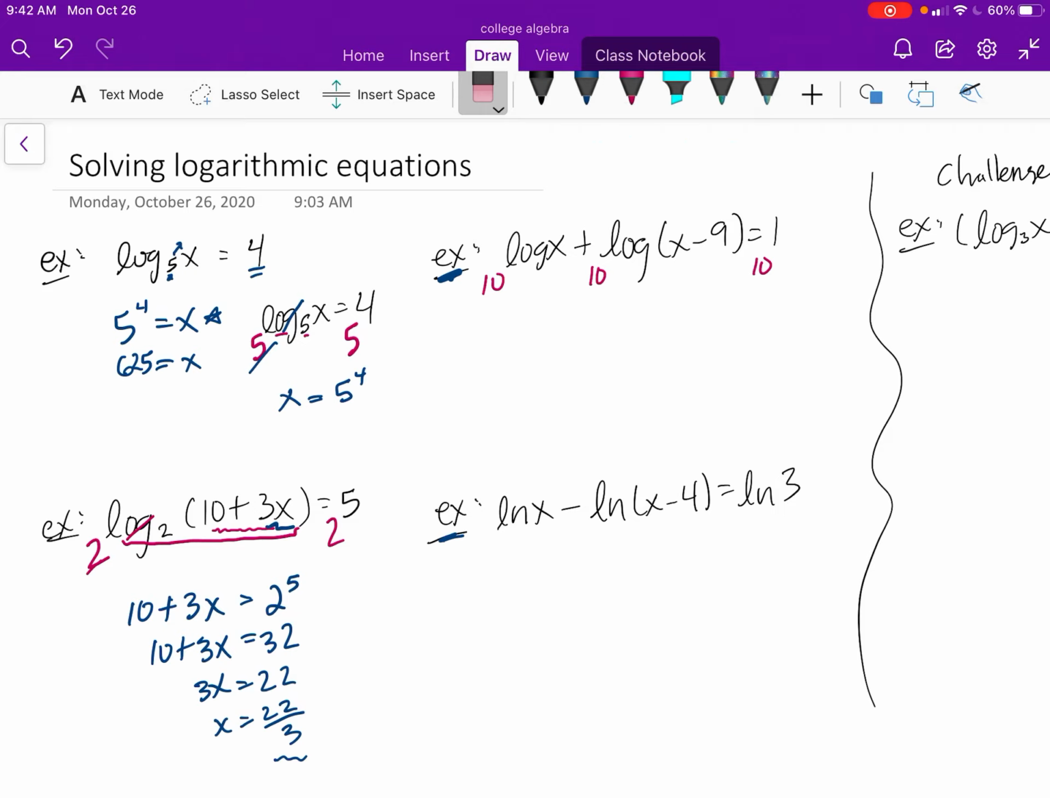You cannot take the logarithm of each term individually, and we cannot raise each term to a power of 10 right there. But we have properties of logarithms to make this a single logarithm. If I have log base 10 and a log base 10 with a plus, then I could change this to one logarithm and multiply.